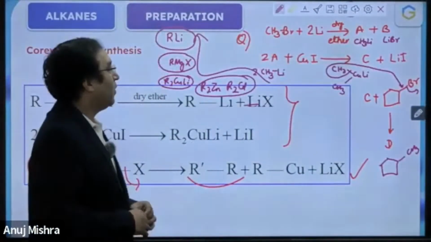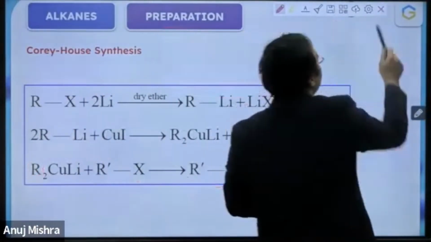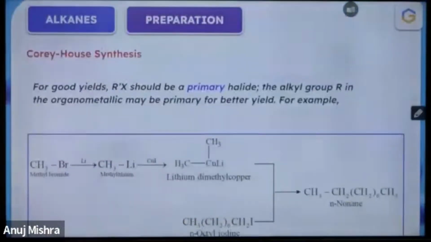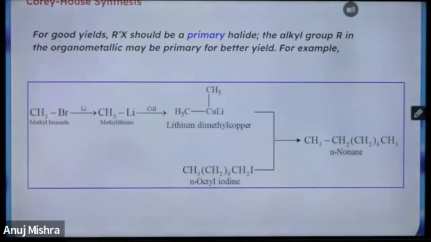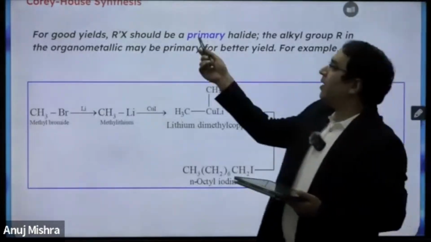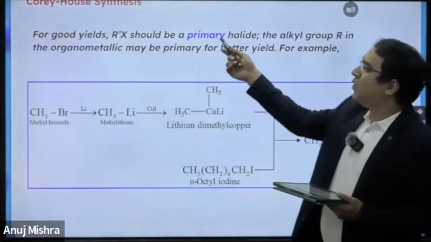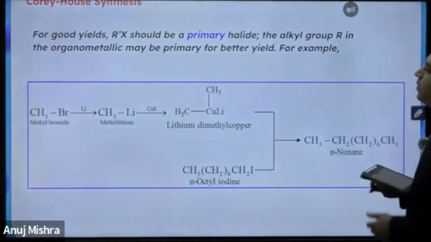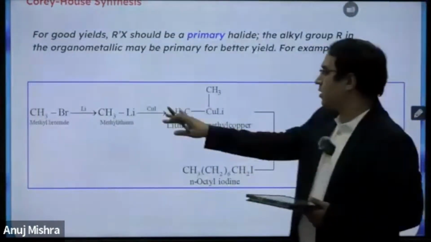Okay. Come on, is it clear? Conceptually sound? Let's progress further in our discussion. So we can do the synthesis now. You can look at this kind of question. I have mentioned R prime X should be a primary halide. I said secondary is so-so and tertiary is not possible, right? Primary is best, but secondary also works. And the alkyl groups in the organic compound may be primary or quaternary, for example. So you understood this, you will be able to do such questions.